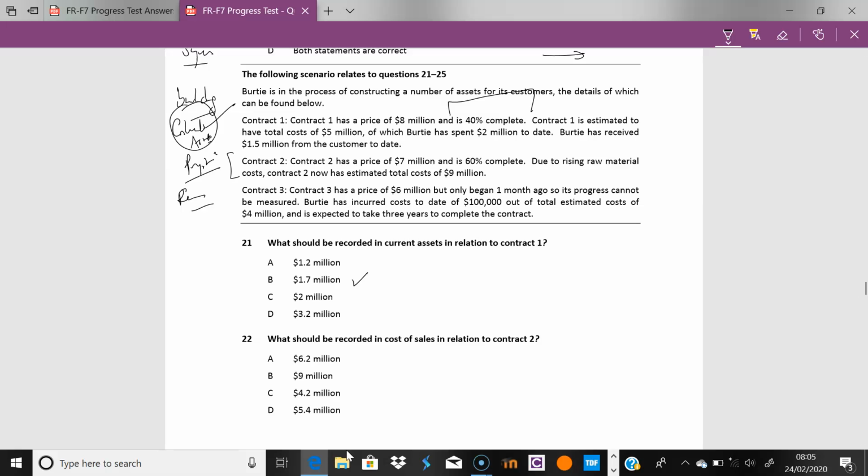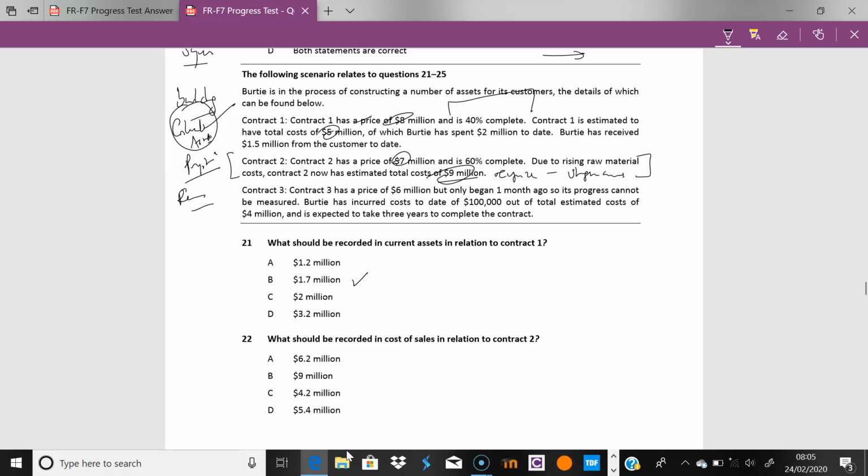The second contract is a bit, and again, like I say, interesting in that it says here that contract 2 has a price of 7 and is 60% complete. Due to rising raw materials, contract 2 is now estimated to be 9 million. So we have a problem straight away. This is the first test. Here it was okay because we could see that we were going to have a profit overall. So here we're going to have a loss. And the standard says that you must recognize the full loss straight away. That's what you have to do.